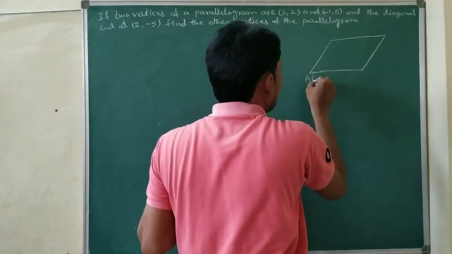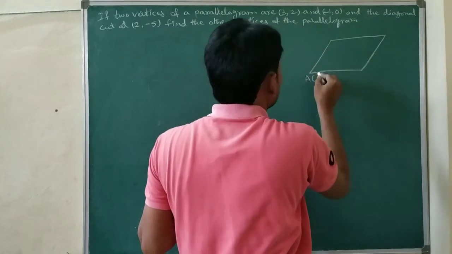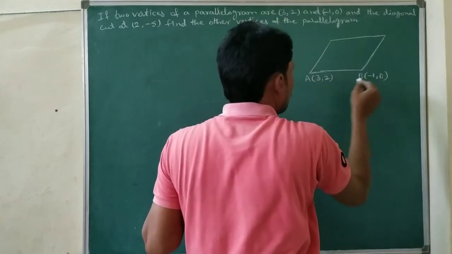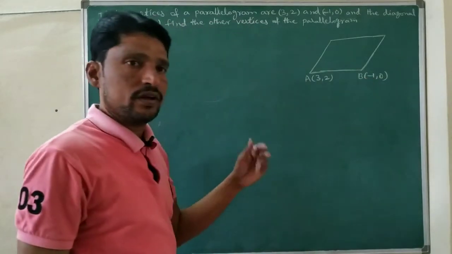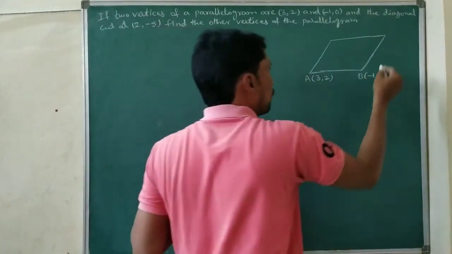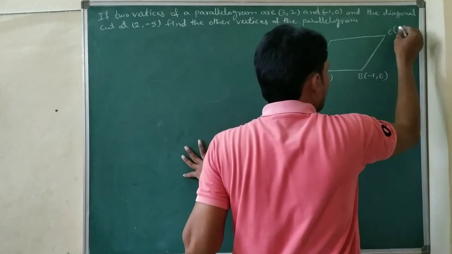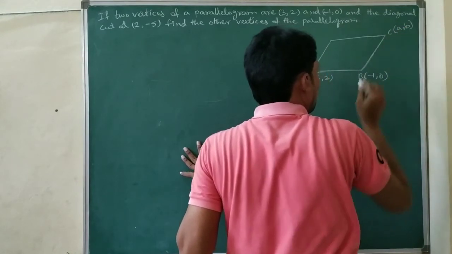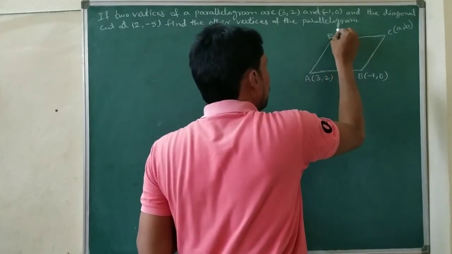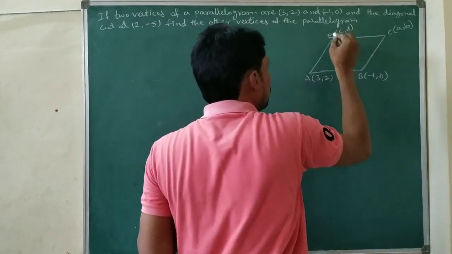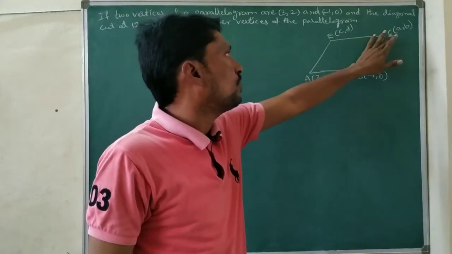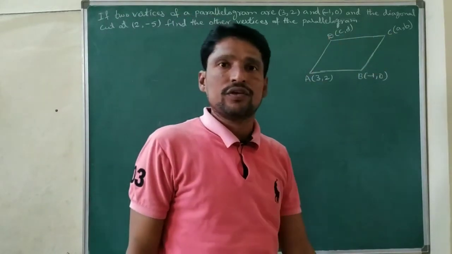So this, you can take A of 3, 2 and B of minus 1, 0. These two vertices are given. So the remaining two vertices we can assume: C and D. These two, the C vertex and the D vertex, we need to find.